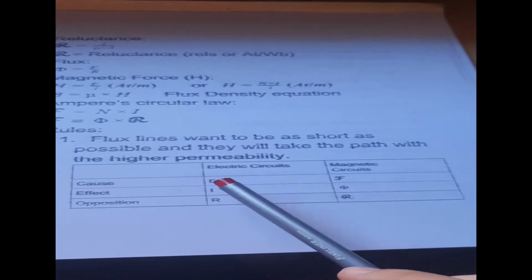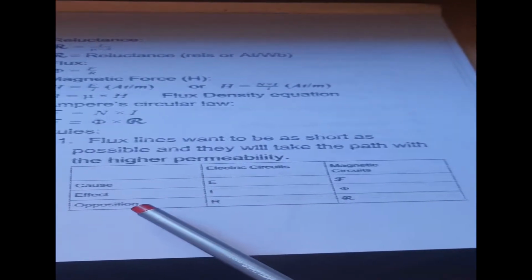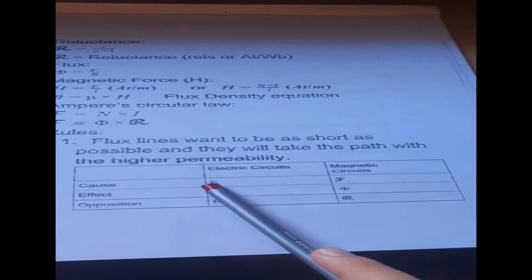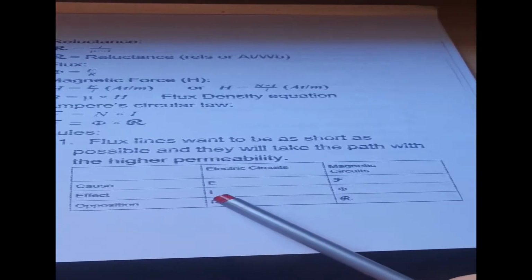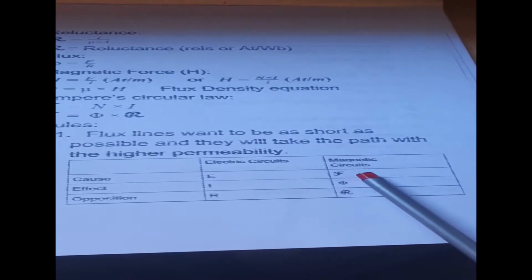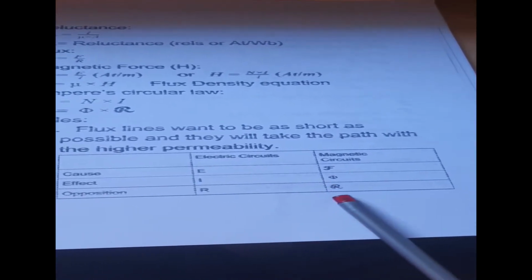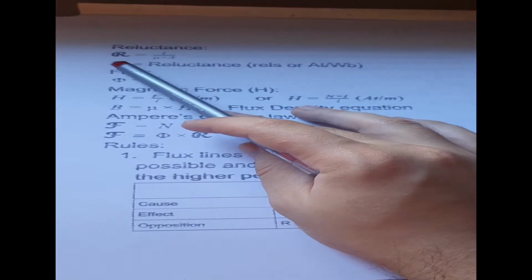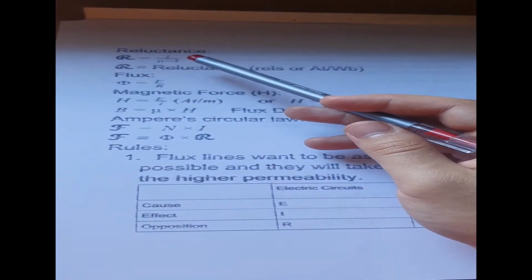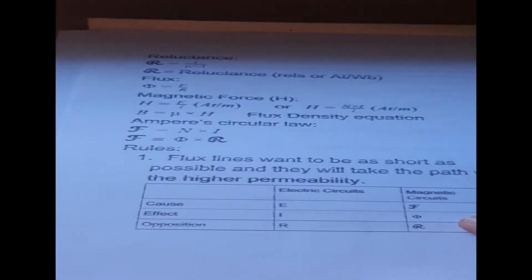In an electric circuit, we have E, I, R, which are cause, effect, and opposition. The voltage is the cause that makes a movement, I is the effect created from the movement, and R, the resistance, is the opposition. It's the same for the magnetic circuit: the squiggly F, the flux, and the R are like these values. Reluctance, as I said, is that special resistance. Oh no, permittivity is not the resistance of the material. Reluctance is the resistance of a material.